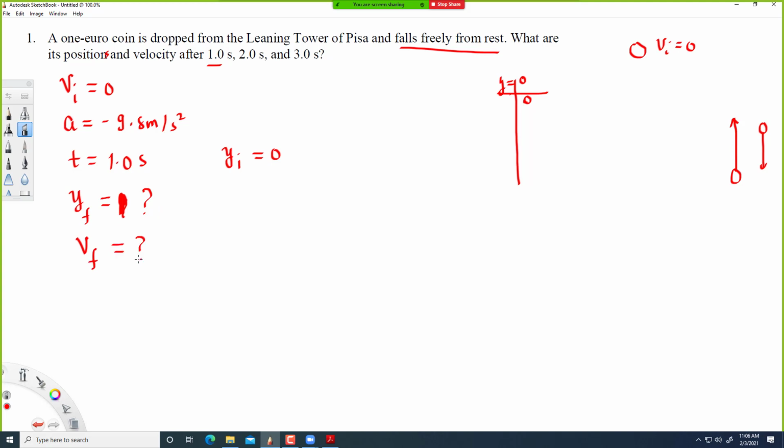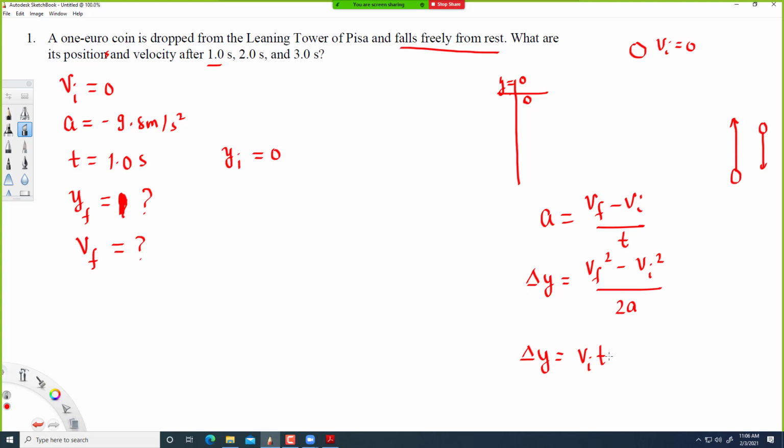Okay. So we have 3 formulas. Acceleration is v final minus v initial over time. Delta y, we had delta x before, but now we will be using delta y, is v final squared minus v initial squared over 2a, and then also delta y is equal to vi t plus 1/2 at squared. In the next chapter, we'll be using subscript x and y for velocities also, but for now, we don't need to do that. So which one should we use for the first one?